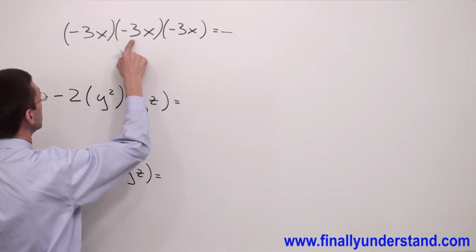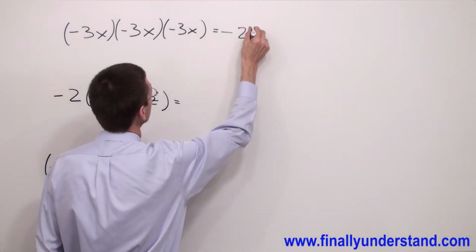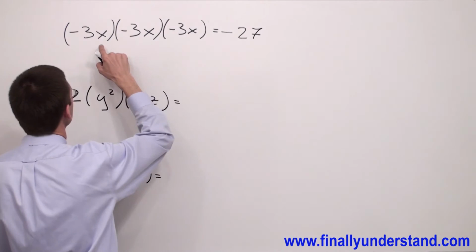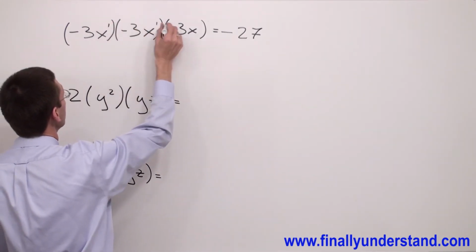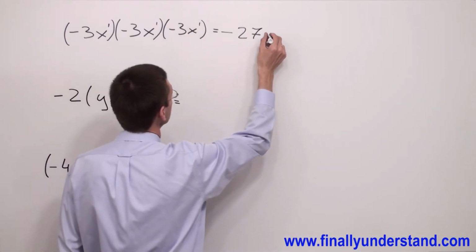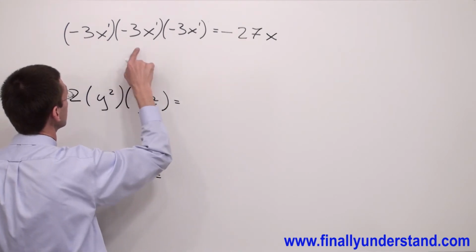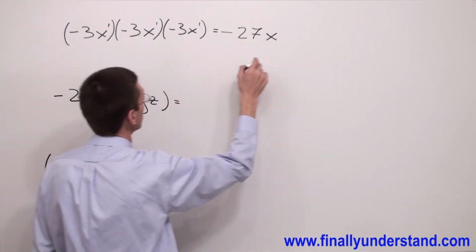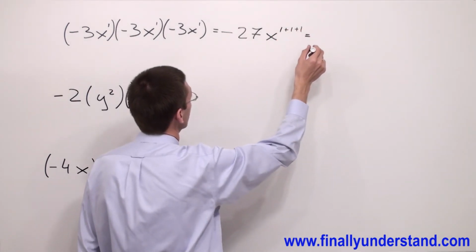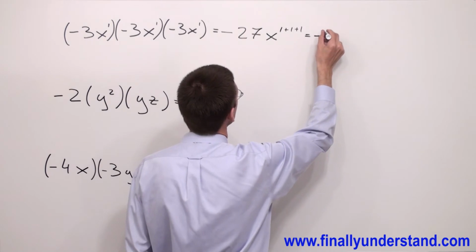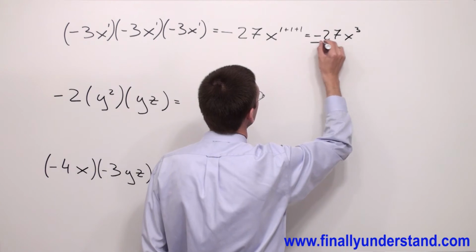3 times 3 is 9. Times 3 is 27. x times x times x. Remember, anytime we have the same base, we're supposed to keep the base and add exponents. Remember, we can do this only for multiplication. Same base, add exponents. I have 1 plus 1 plus 1. That's why my solution is going to be equal to minus 27x to the third power.